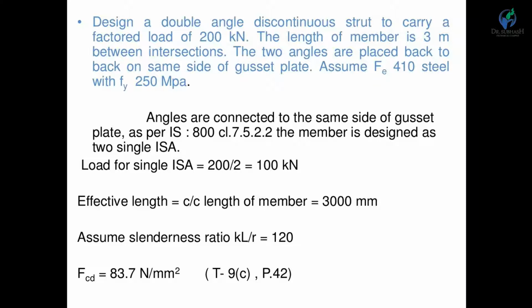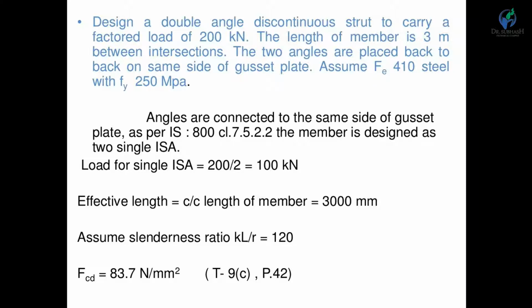So the load is given to you for the double angle. It is converted into a single angle, so we divide by 2. The first step is to find the load for a single angle: 200 divided by 2 means 100 kilonewton. So we can design a single angle to resist 100 kilonewton compressive load.